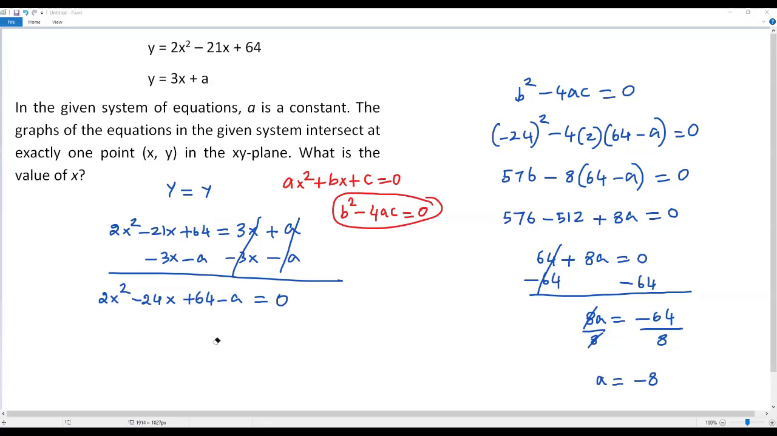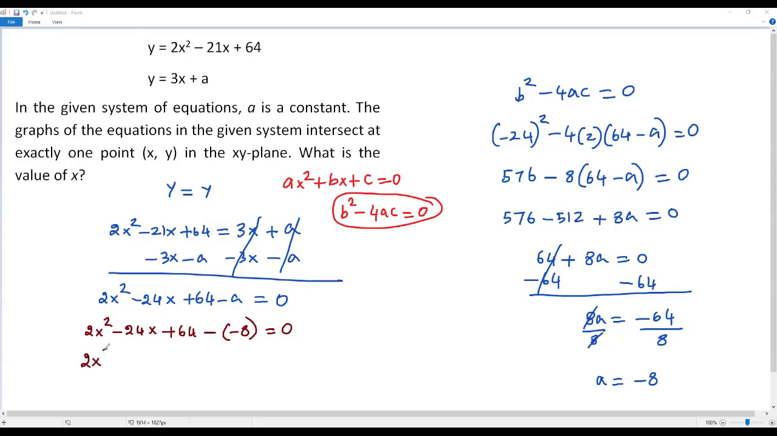Okay, now our aim is to find the value of x, not the value of a. So to get the value of x, I have to plug in a is equal to negative 8 into this quadratic equation, and further I have to solve the quadratic equation for x. Okay, now let's plug in a is equal to negative 8 into this quadratic equation. Then we get 2x squared, negative 24x, positive 64, negative the value of a, which is negative 8, equals to 0.